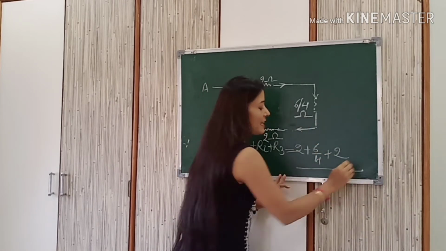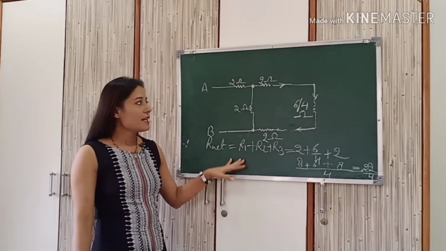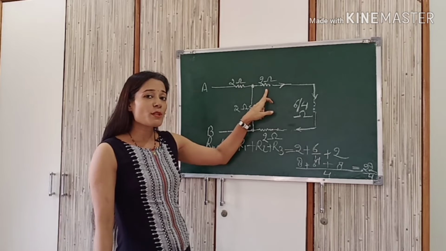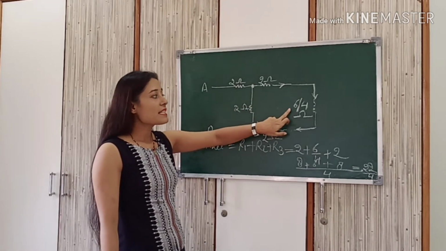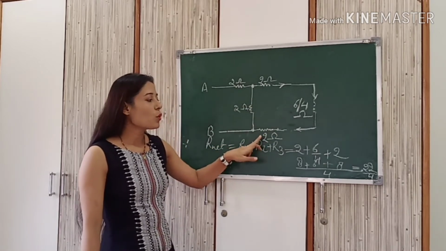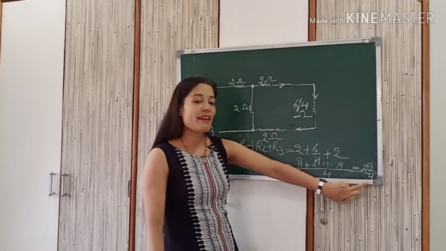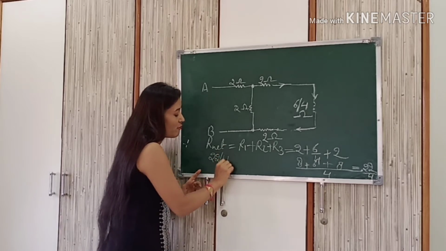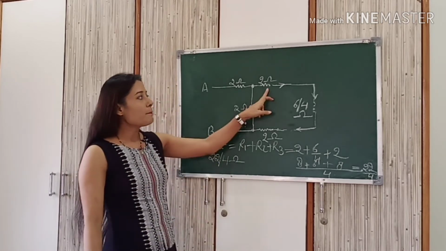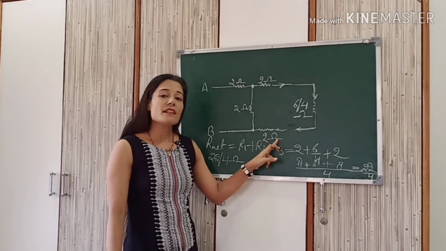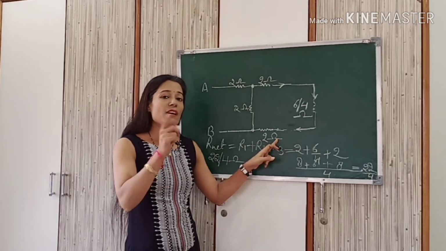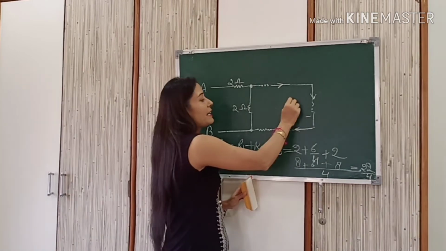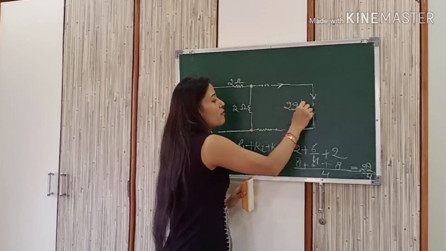Now we will get its resultant. So the resultant of these three series combination resistances is 2 ohm plus 6 by 4 ohm plus 2 ohm is equal to 22 by 4 ohm. So R net is equal to 22 by 4 ohm. So in place of all these three resistances, we can place only one resistance of value 22 by 4 ohm.